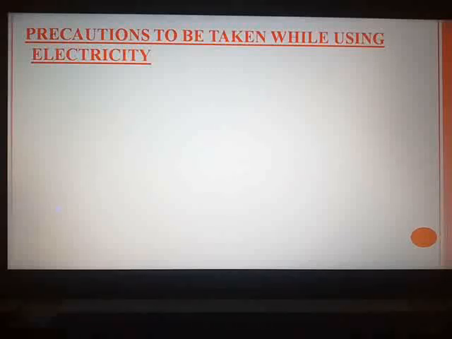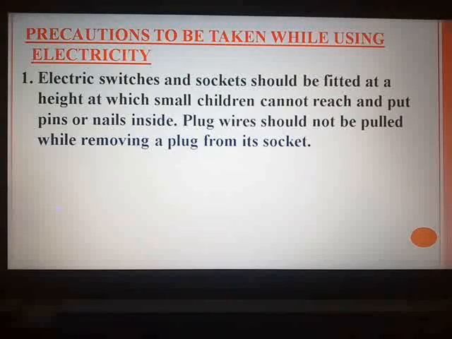First thing is, who are at risk from these mishaps, or you can say who are at more risk while using electricity, is small kids. So electric switches and sockets should be fitted at a height at which small children cannot reach, or they can put pins or nails inside. Also the plug wires should not be pulled while removing a plug from its socket.